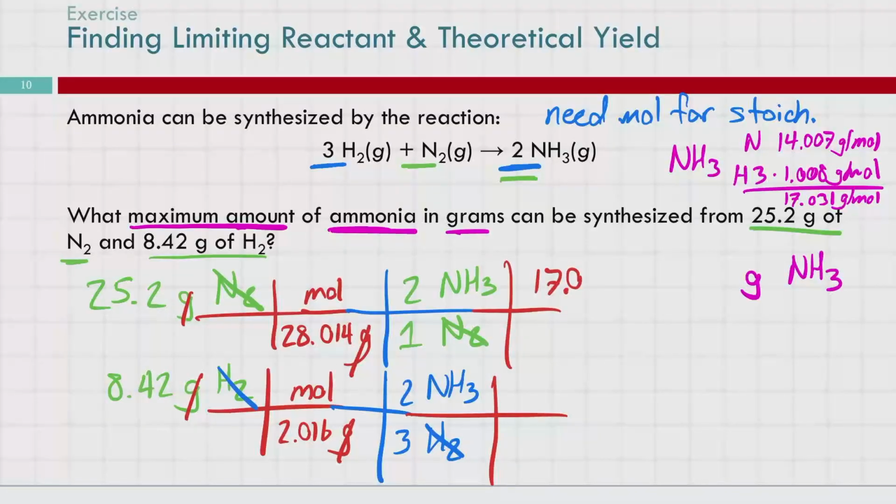Okay, so multiply by 17.031 grams per mole for both of these. The moles cancel, this moles cancels this moles, and we'll be left with grams of NH3. Everything else has been canceled out. And then to put this all into our calculator in one step, multiply everything on the top, 25.2 times 2 times 17.031, then divide by things on the bottom, 28.014.